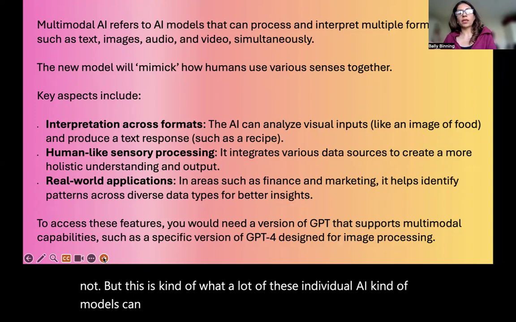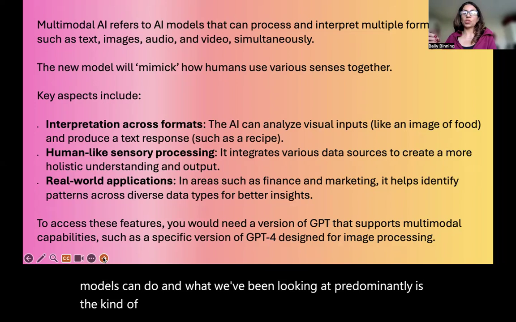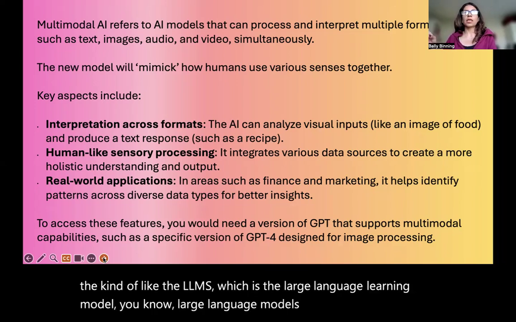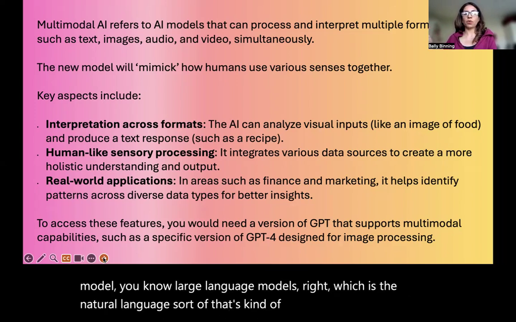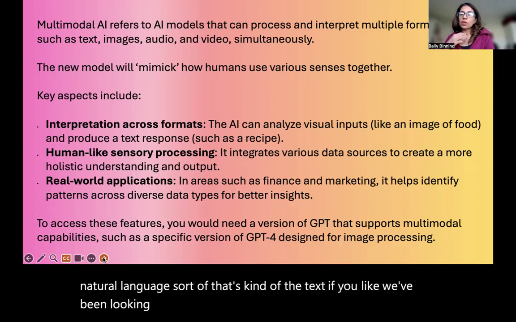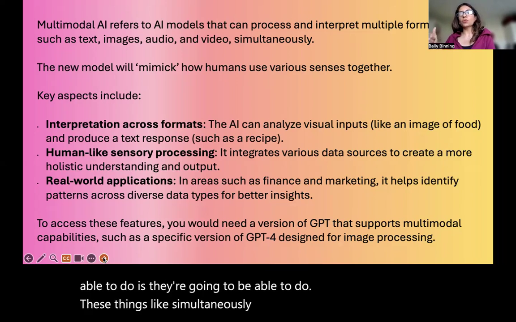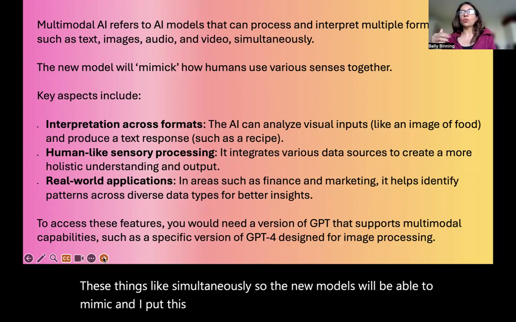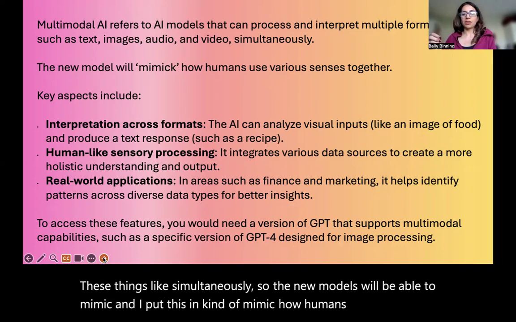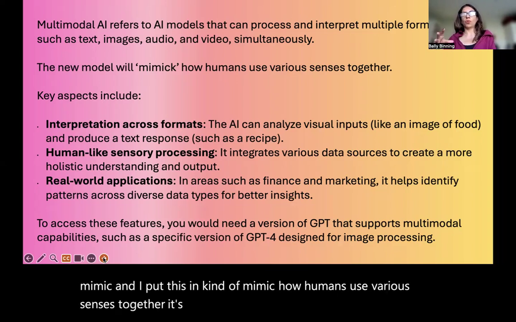What we've been looking at predominantly is the LLMs, which is large language models, right? Which is the natural language, the text, if you like, that we've been looking at. But the new features are going to be able to do all these things simultaneously. So the new models will be able to mimic how humans use various senses together. It's really powerful what will happen.